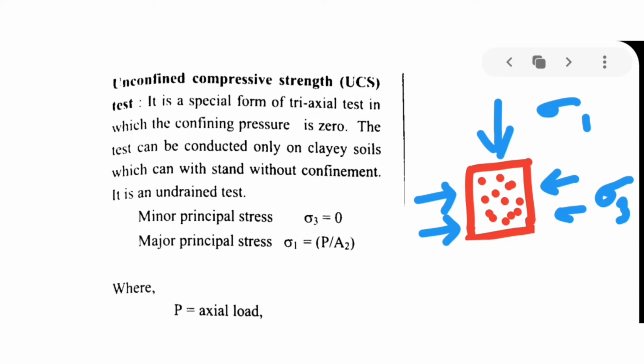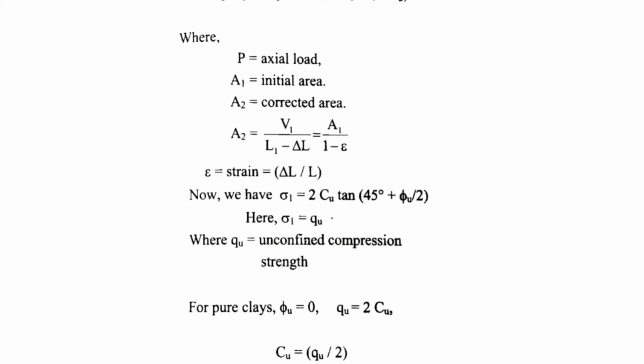But in the unconfined compressive strength test, we don't apply this sigma 3. We only apply stress from the top, that is the deviator stress. Therefore, sigma 3 is 0 in the unconfined compressive strength test. Some of the formulas under unconfined compressive strength are here. To find the unconfined compressive strength, represented as QU, the formula is QU equals 2 into CU.